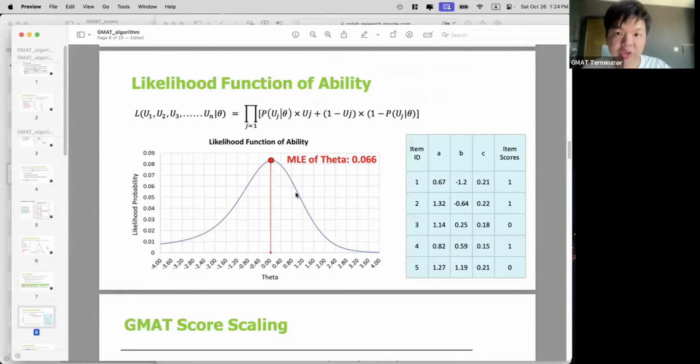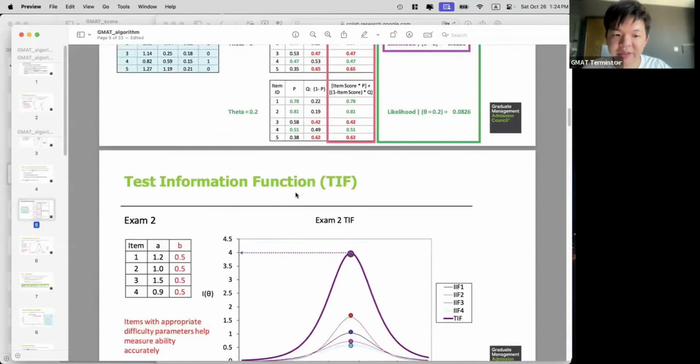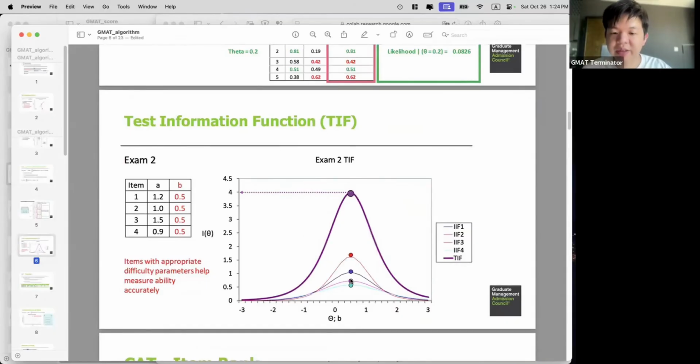So how does it choose the next question? They use a method called maximum information. That is, after each question, once it has determined your current ability, it will calculate among the remaining questions the information value for each one. Which question can give us the most information? What does maximum information mean? Let me give you an example.